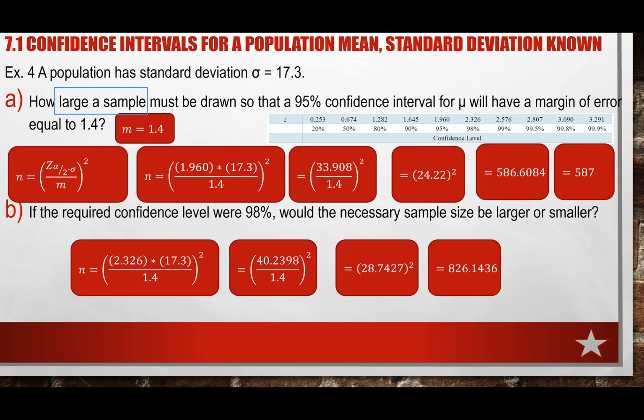826.1. As I said, as long as there's a decimal, we have to go up to the next whole number. It doesn't matter if the decimal is more than 0.5 or less than 0.5. We have to overestimate rather than underestimate, right? So we will have a bigger sample size, because we want to be more confident, 98% confident. We need more samples to make sure that we include everything.